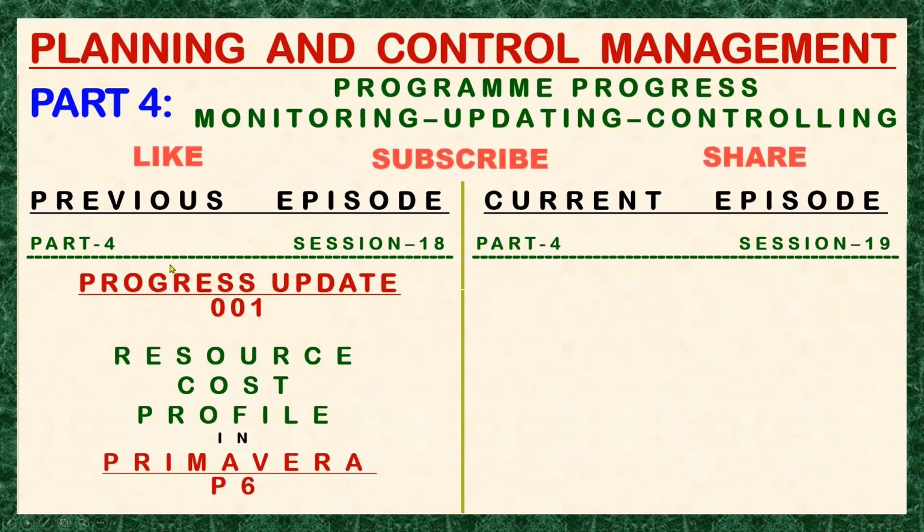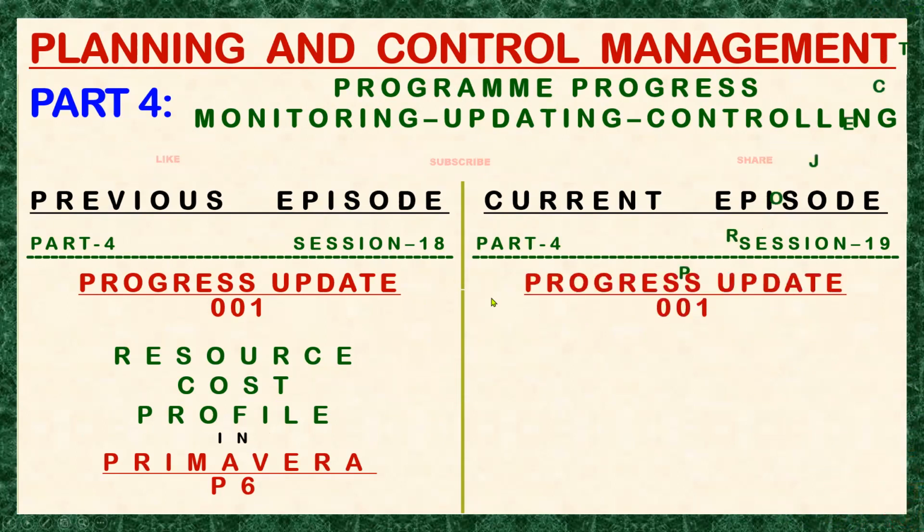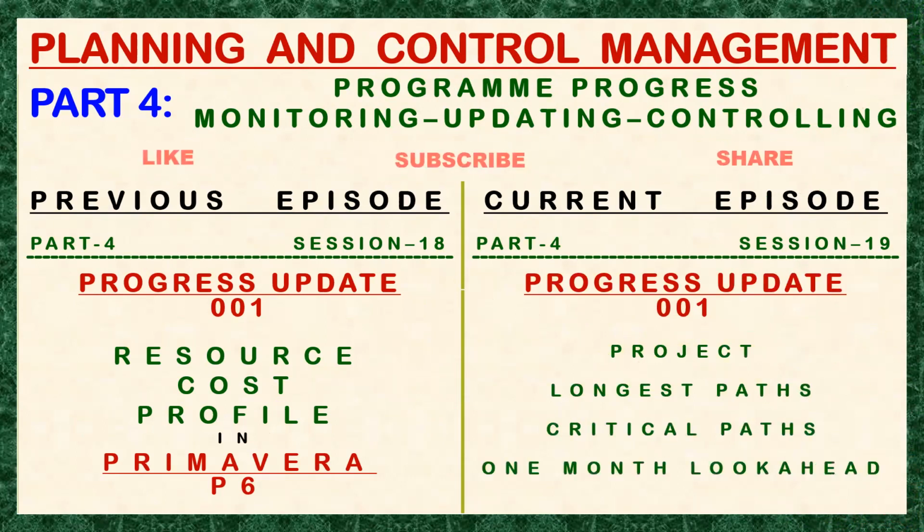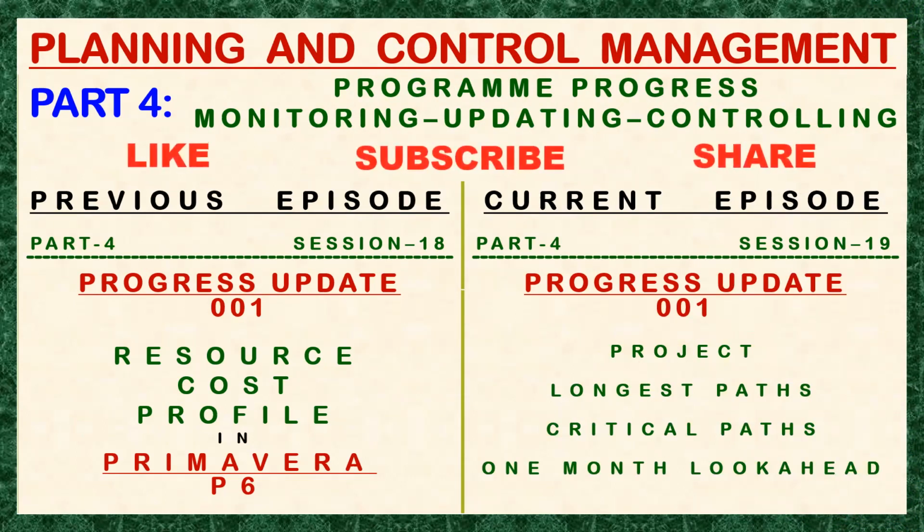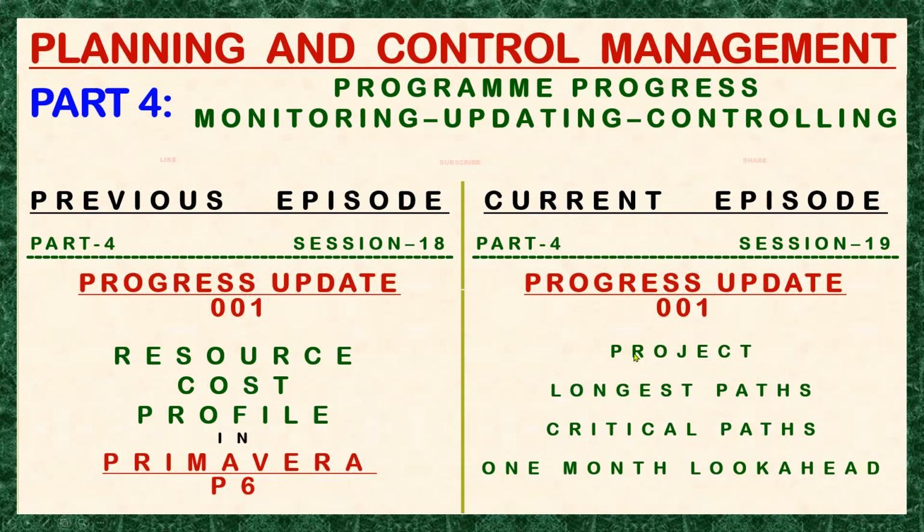Our previous episode was part 4, session 18, progress update 001. That was resource cost profile in Primavera P6. And now our current episode is part 4, session 19. This is also for progress update 001, and specific to the project longest path, critical path, and 1 month look ahead.